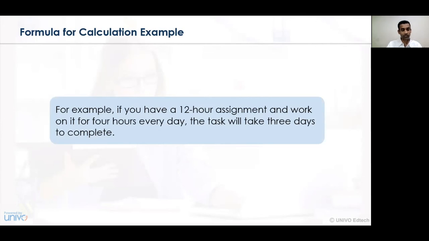Next example: if you have a 12-hour assignment and you work 4 hours every day, the task will take 3 days to complete. That is 12 divided by 4, or 4 multiplied by 3, which gives a 12-hour assignment completed in 3 days. So in this way, if every day you work for 4 hours, then accordingly the 12-hour assignment can be completed in 3 days.